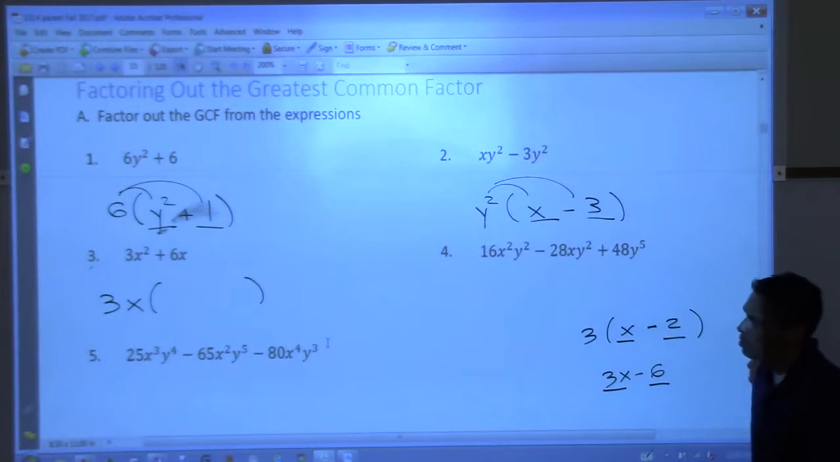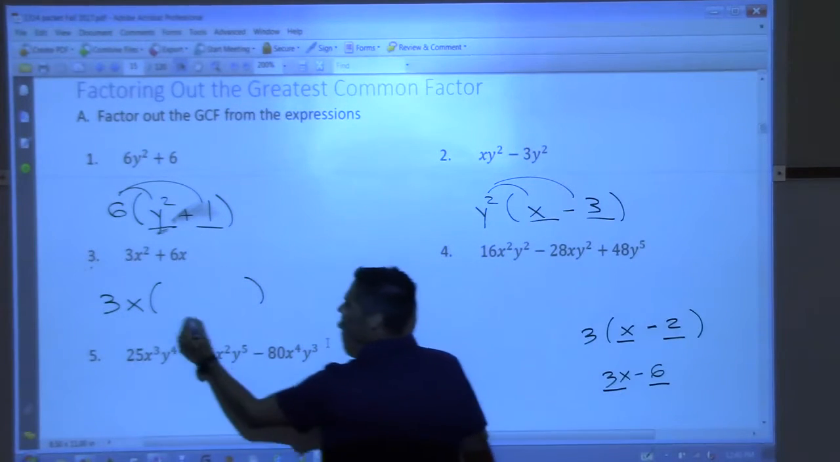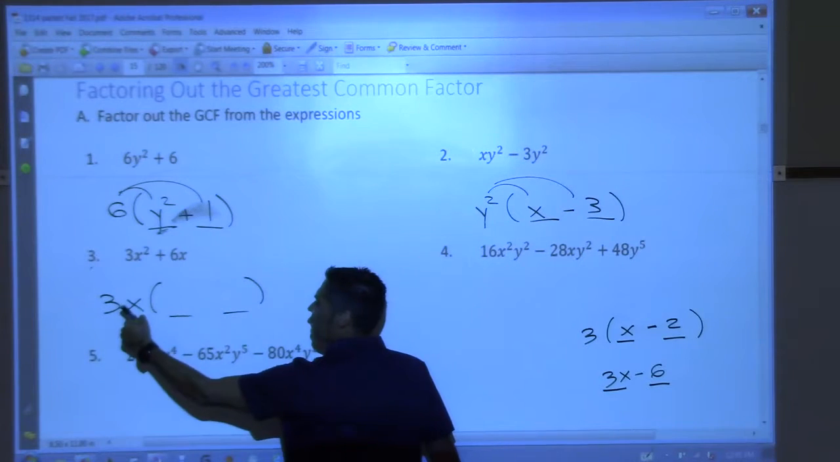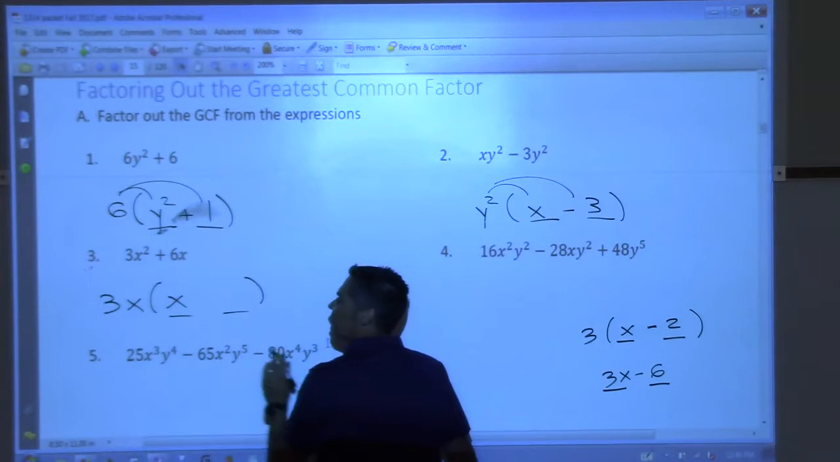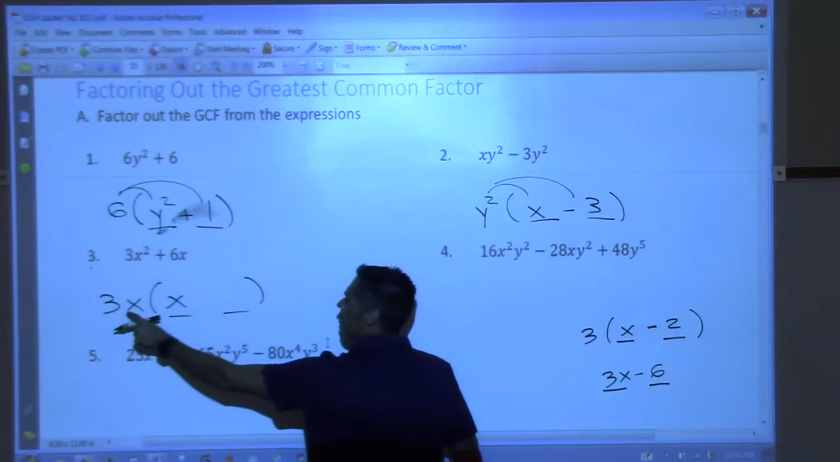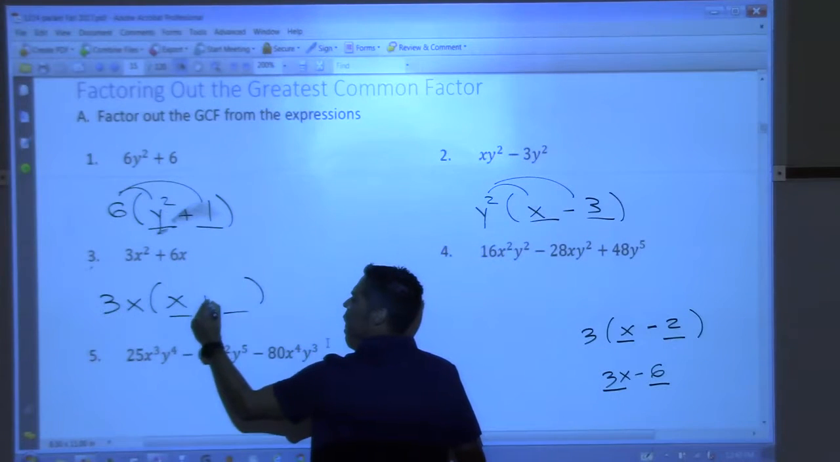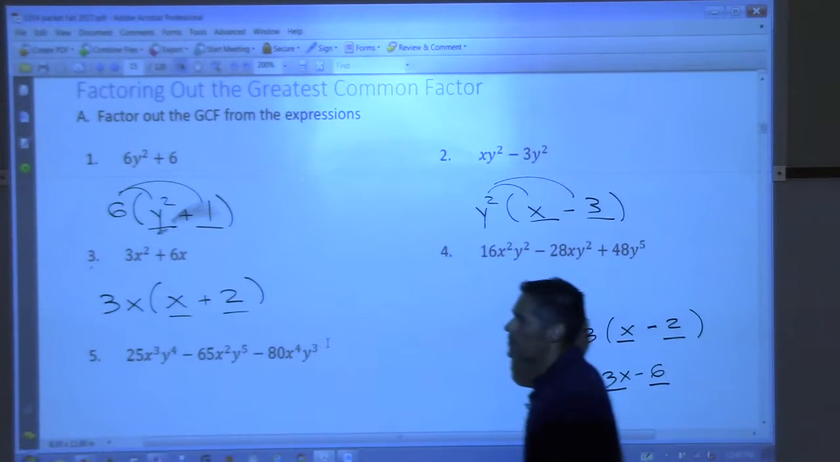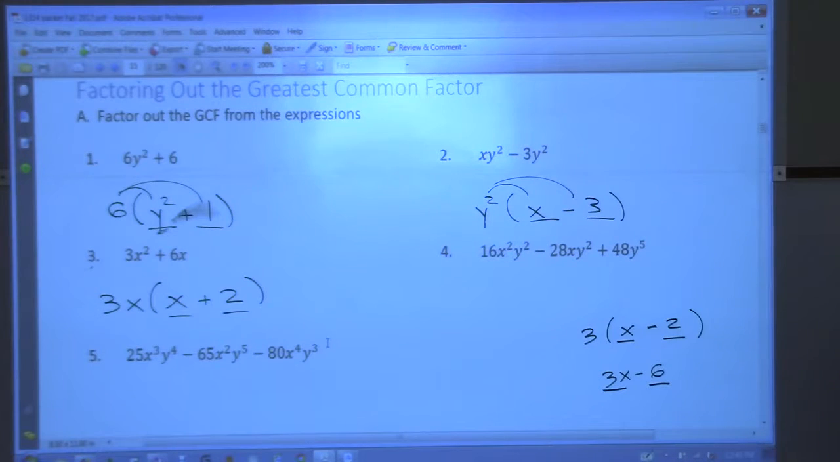And now, what are the two things inside that you need? So this, to get back that, you need an x, right? And then this times what gives you this? Plus 2. I hear people responding, so I'm assuming that this is okay.